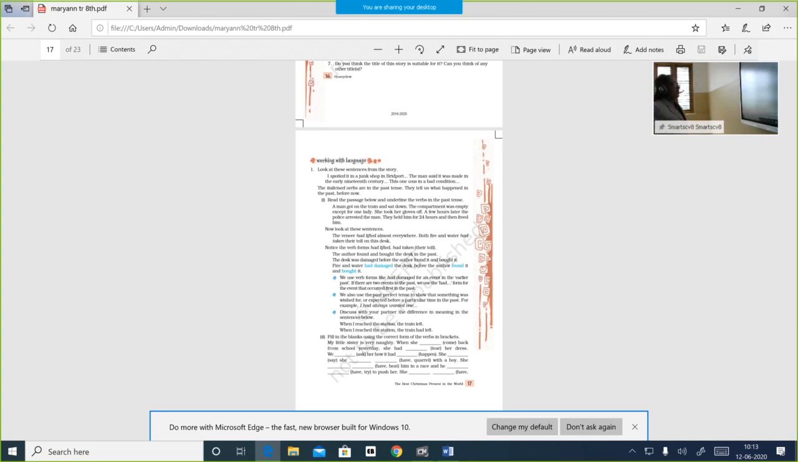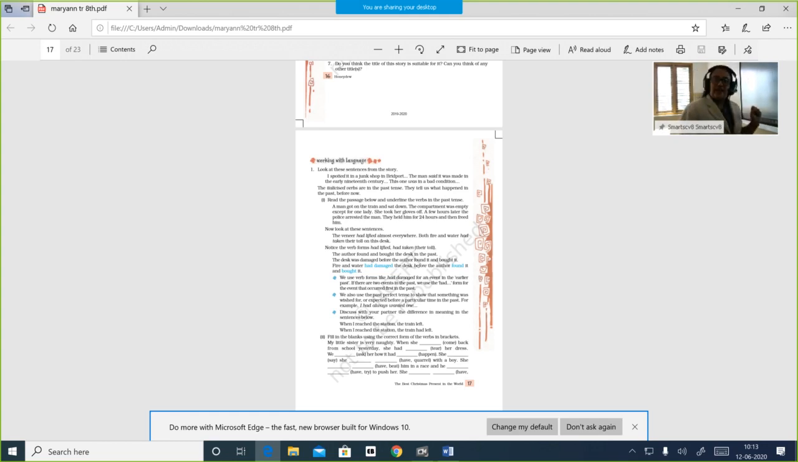I spotted it in a junk shop in Bridport. The man said it was made in the early 19th century. This one was in a bad condition. Look at these sentences. Read the sentence in your mind. Teacher read the sentence. Did you notice something? It is past tense. Past tense is used here.